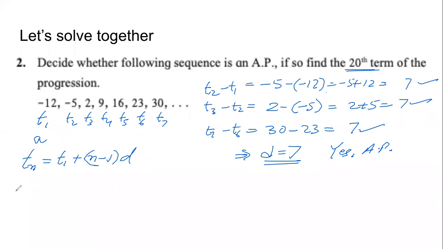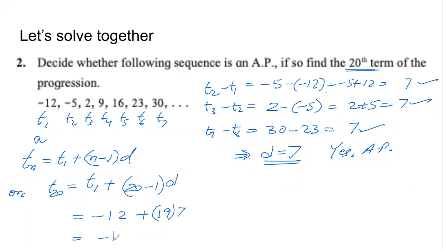Next step, you will say T20. This is what is asked. See where I have written the 20. Equals T1 plus, within brackets, 20 minus 1 into D. Karthik, Anushka, see, this is the step you did not write. Then you will say our T1 is equal to minus 12 plus 20 minus 1 is 19 into D. D we have calculated as 7.